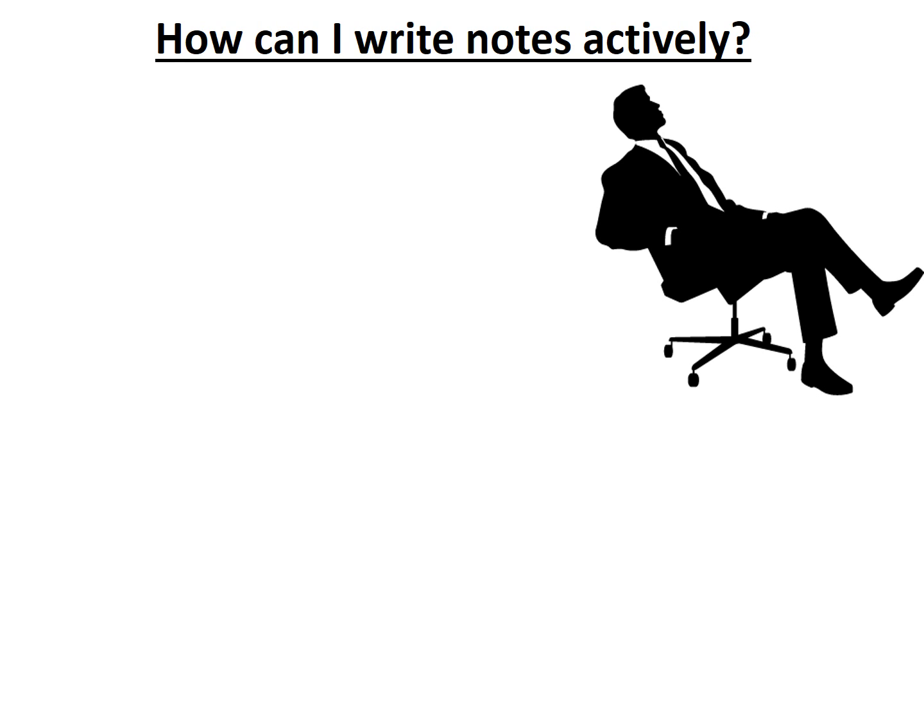In this video we'll be answering the question, how can I write notes actively? Before we define what we mean by active, let's consider the very opposite. This is passive. This person is letting the world go by. They're not really getting involved. They are what we call passive because they're skipping really considering any of the detail of what's going on around them.